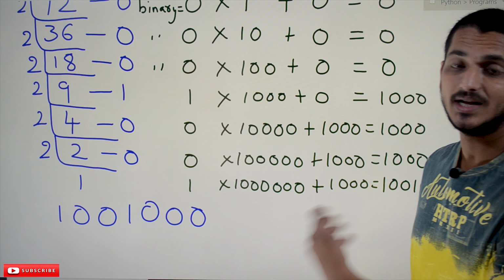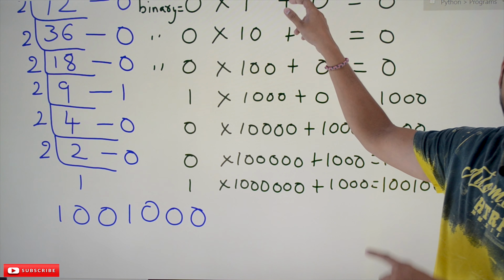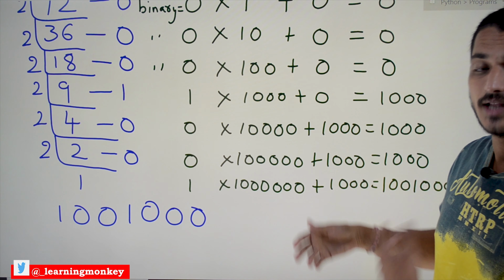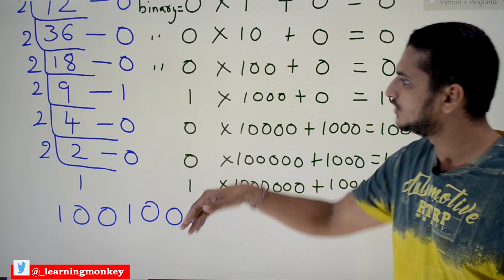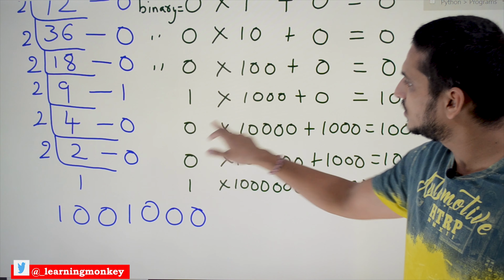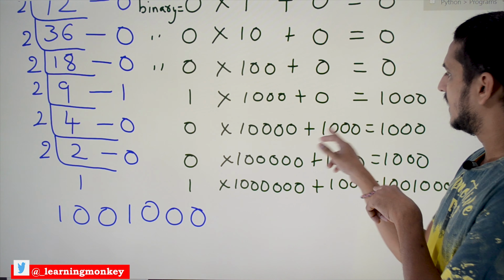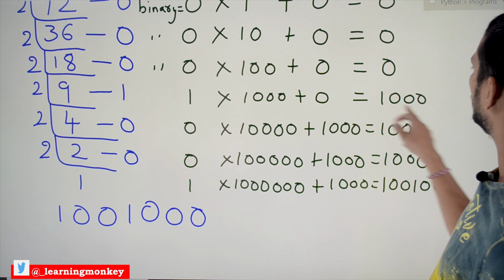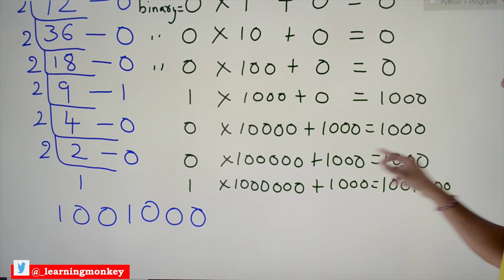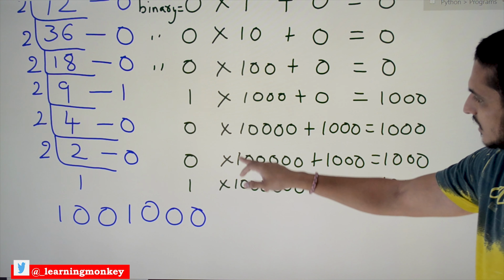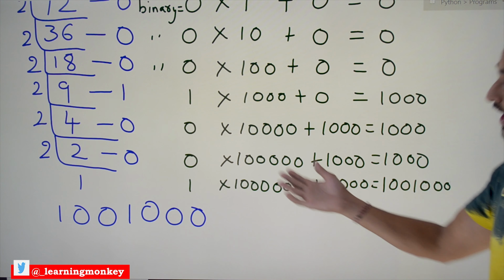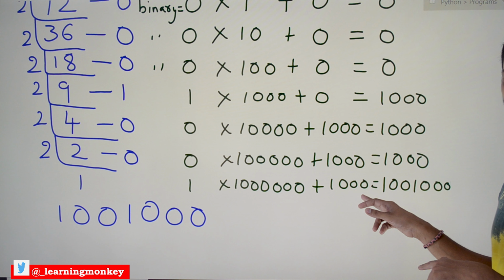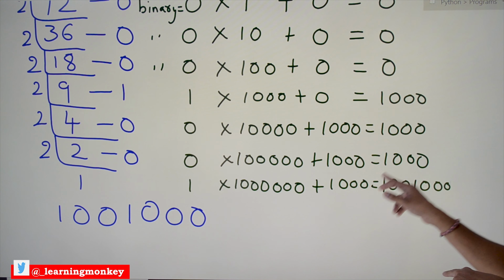That's why we are updating with this equation: remainder into place, where place is ones place, tens place, hundreds place, thousands place, and so on. That is what we are doing here. Coming to the next one, continue this. Next one, binary is equal to 0 into 10,000 place plus the binary value 1000. In our previous example, what binary value did we get? 1000. So the output is 1000. Next, 0 into 10,000, 100,000 plus 1000, output is 1000. Next one, 1 into 1000 plus 1000 is equal to, this is the output which we got.